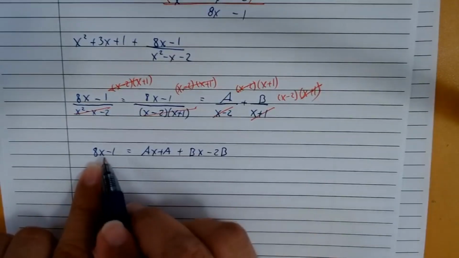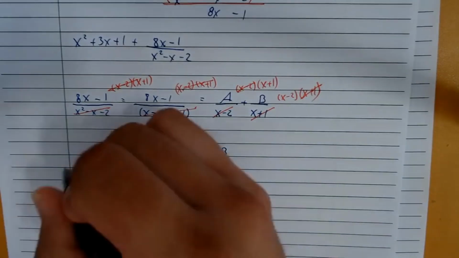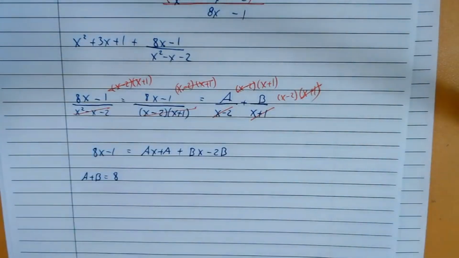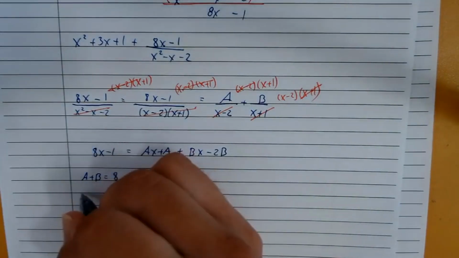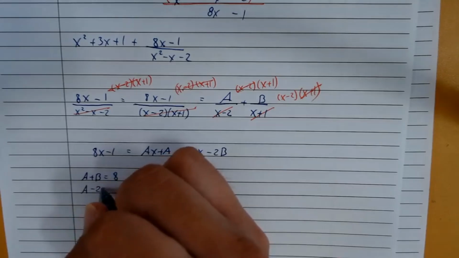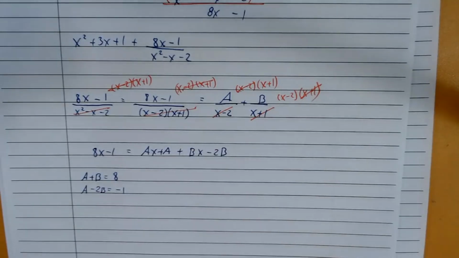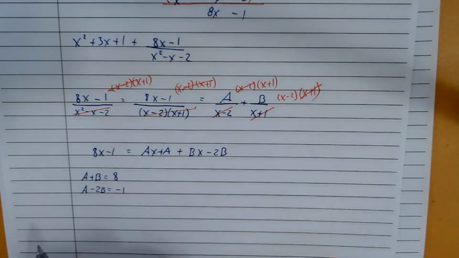Ax plus Bx must equal 8x. So then A plus B must equal 8. And here are constants. Our A minus our 2B must equal negative 1. A minus 2B equals negative 1. And now we can solve here. Note that we can solve this one by simply subtracting these two lines from each other.